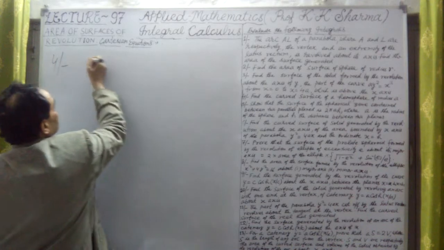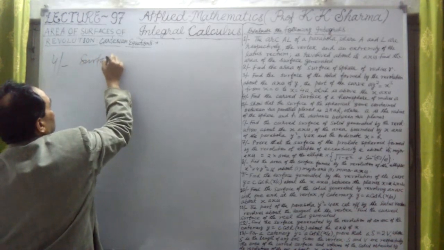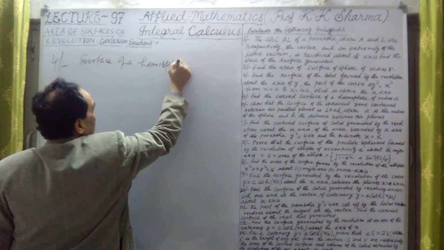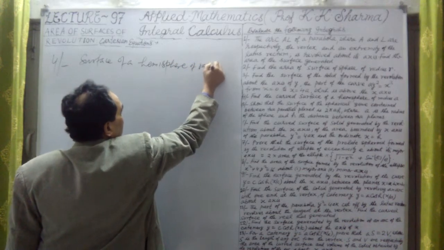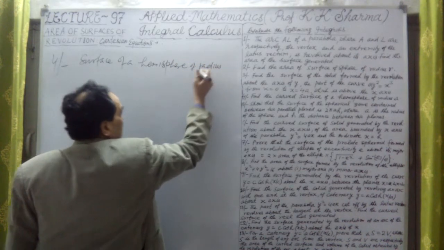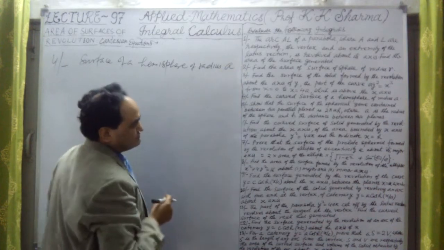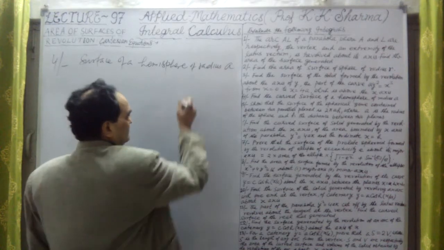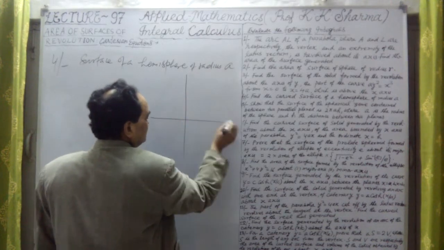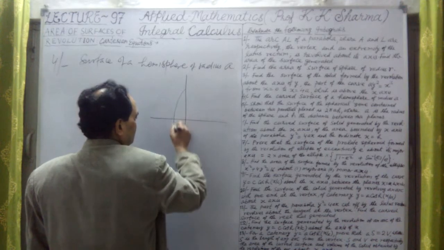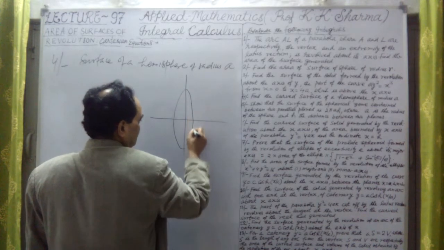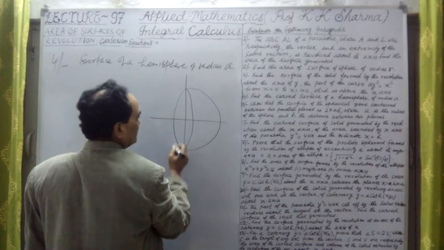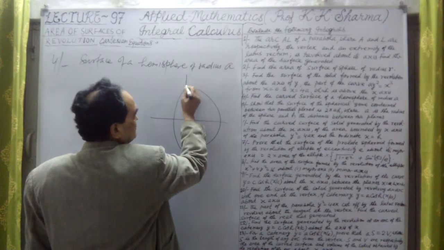So first of all, the surface of a hemisphere of radius A, and the curved surface of a hemisphere of radius A. Now if I draw a hemisphere, let me draw a hemisphere like this. This is the hemisphere, and this hemisphere is generated by an arc. This is the arc here.